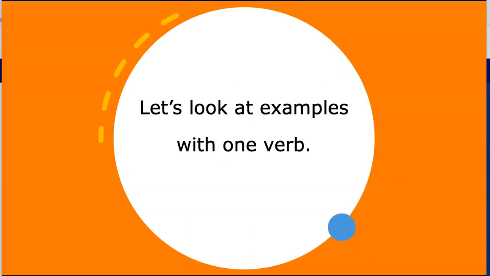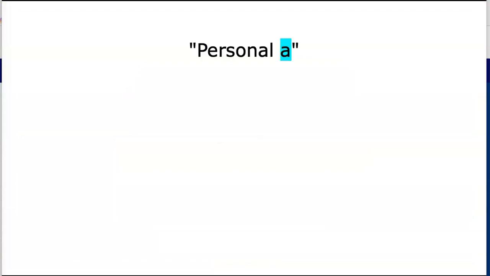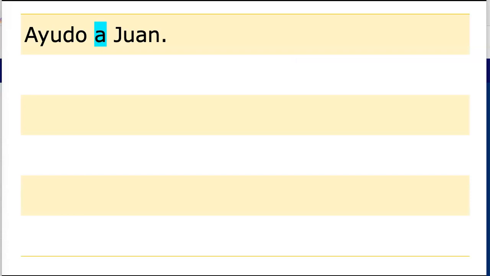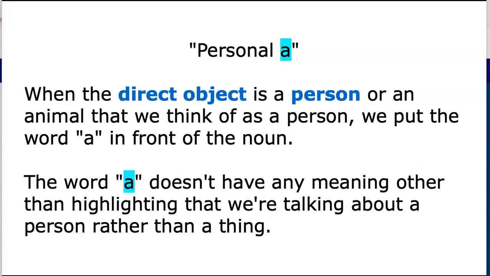Let's look at examples with one verb. Ayudo a Juan. Now let's take a moment and look at the personal a. Notice it says ayudo a Juan. When the direct object is a person or an animal that we think of as a person, we put the word a in front of the noun. Now notice the word a doesn't have any meaning other than highlighting that we're talking about a person rather than a thing.